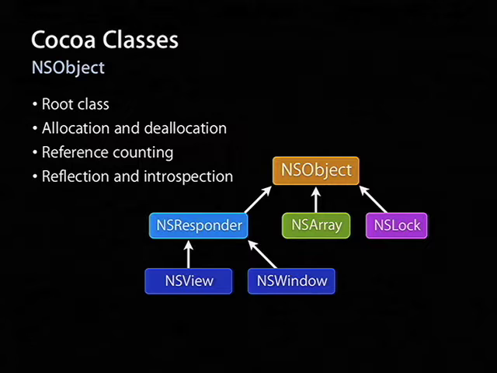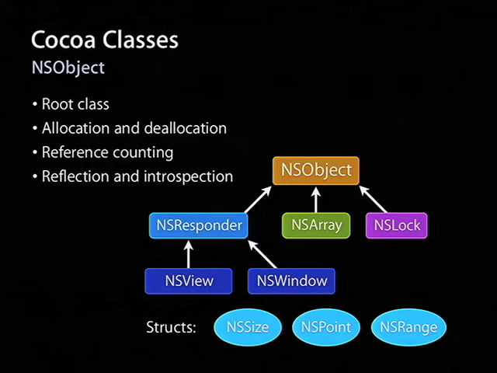NSView and NSWindow inherit ultimately from NSObject. Because they both sort of respond to events, they have an NSResponder intermediary. And there's other classes, NSArray, which is an array of objects, NSLock, which is used for synchronization. And there's also some C structs, as we saw, which don't participate in the class hierarchy because they're structs, or not objects. So NSSize, NSPoint, and NSRange.